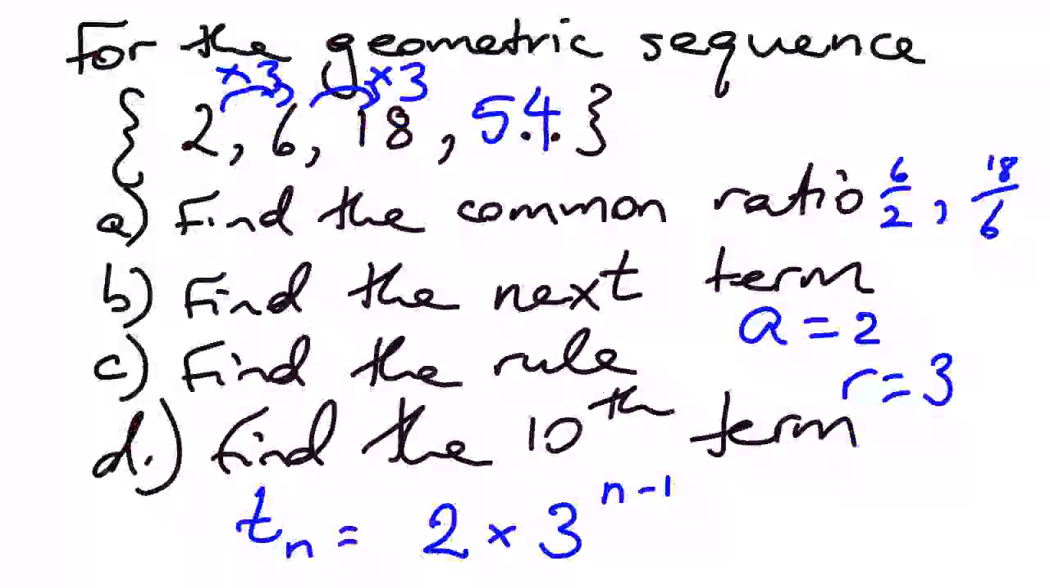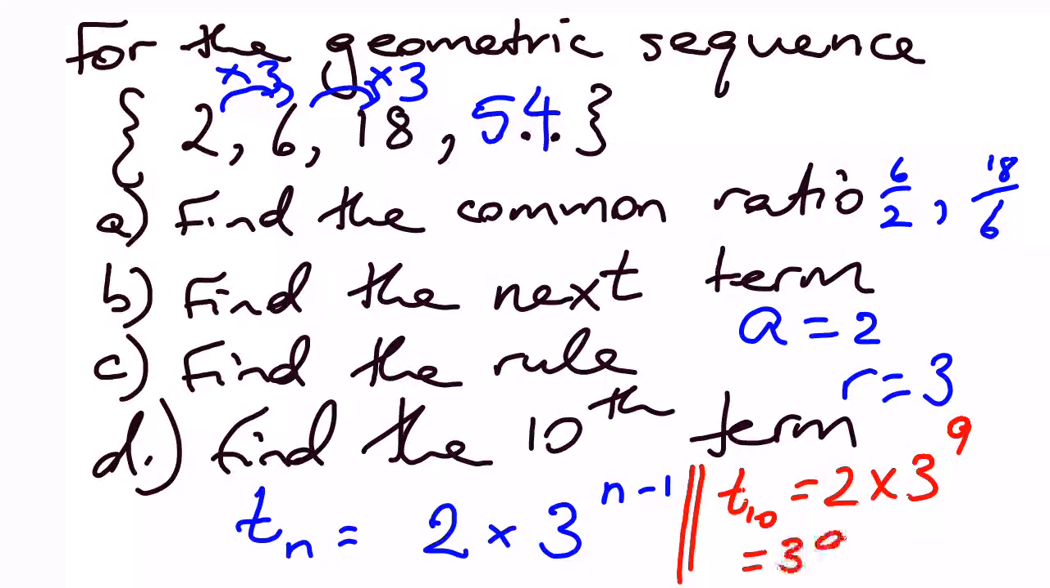And finally, find the 10th term. I'm just going to try and squeeze this onto this page. I'll use a different colour if I'm going to do that. So T10 is going to be 2 times 3 to the power of, n is 10, 10 minus 1 is 9. Now I'm going to pause for a sec because I need a calculator for this. And I get 39,366. Wasn't that fun? So you need good calculator skills to do these.